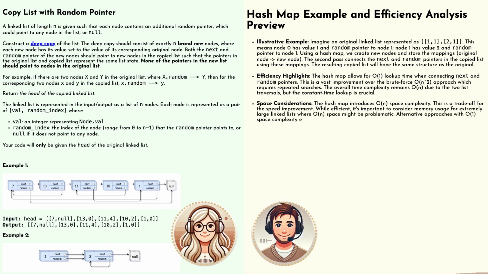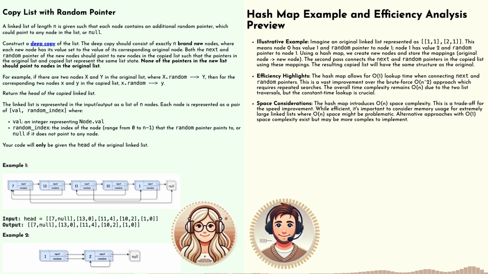Okay, so first we'd create copies of those boxes. So A prime, B prime, and C prime. Right. And as we create each copy, we're going to add that mapping to our hash map. So A to A prime, B to B prime, and C to C prime. Now we're ready to actually start setting those random pointers.